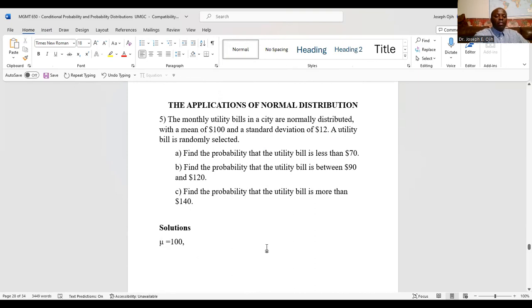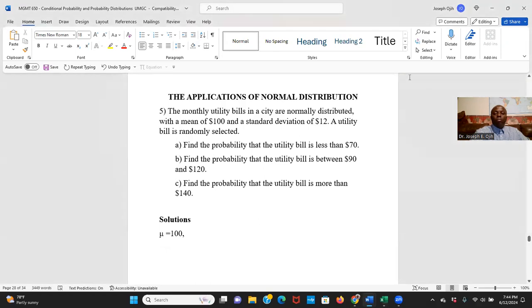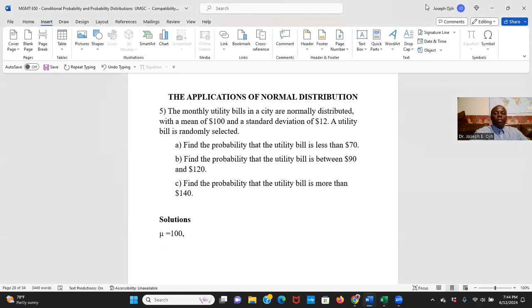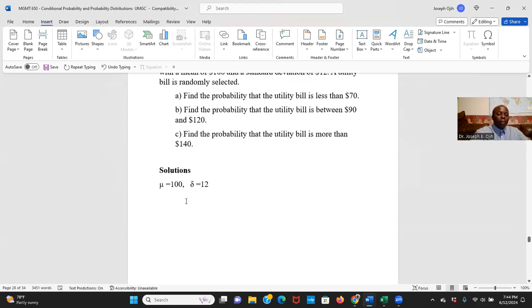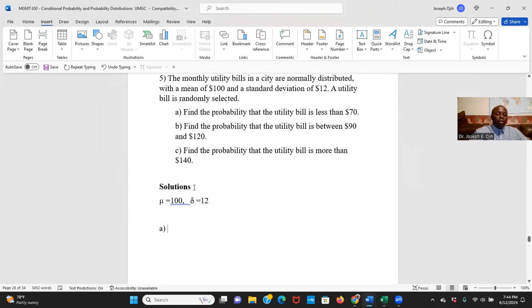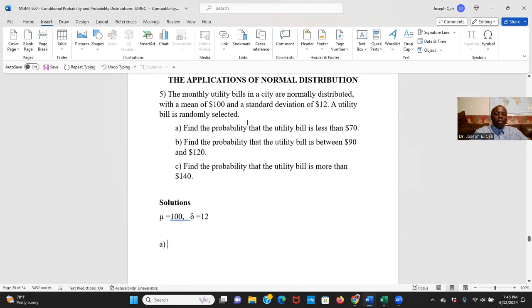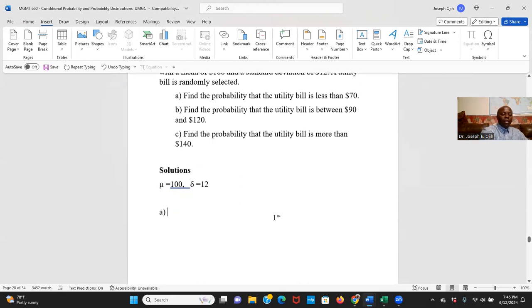Which means that the sigma is 12. So I insert sigma equals 12. So with that, we can begin our work. Part A says find the probability that the utility bill is less than 70. So for part A, X is 70.